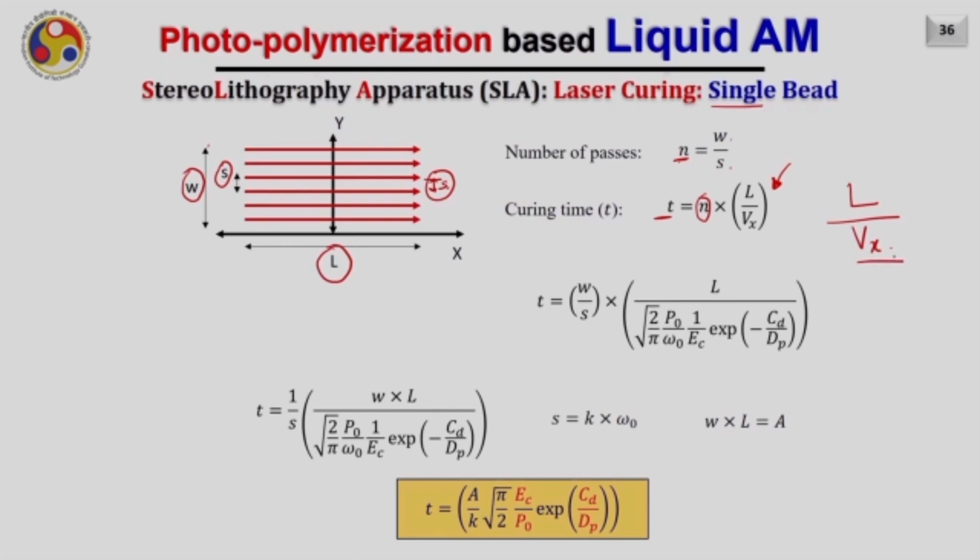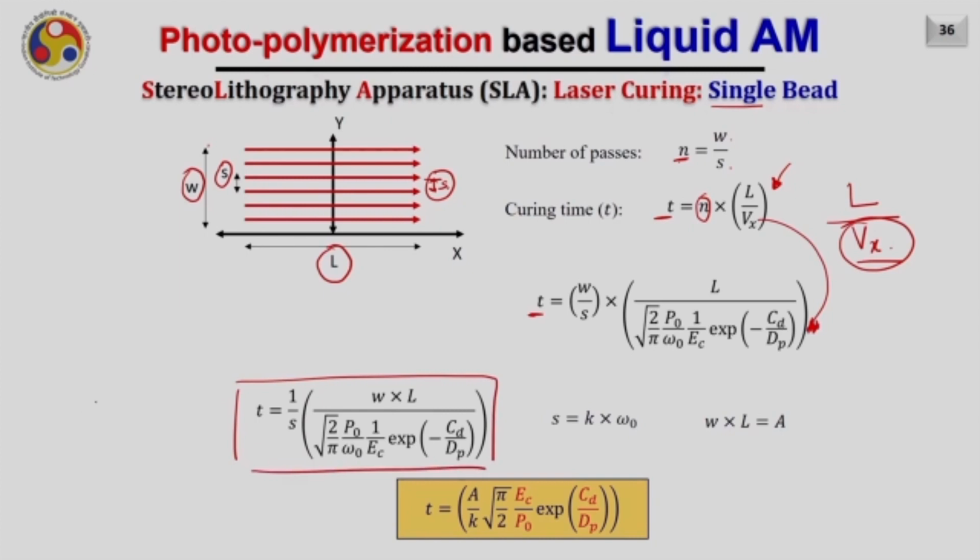That is the velocity of the beam. We have already got the expression for Vx just now in the previous slide, and I am putting this expression here, and I will be able to get the time T. Here I am writing time T as this expression again.